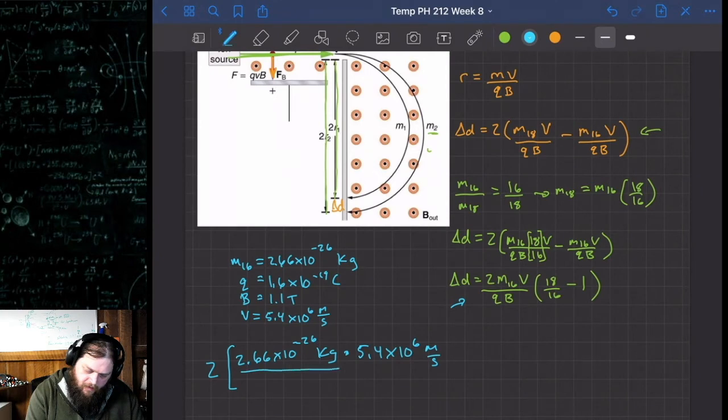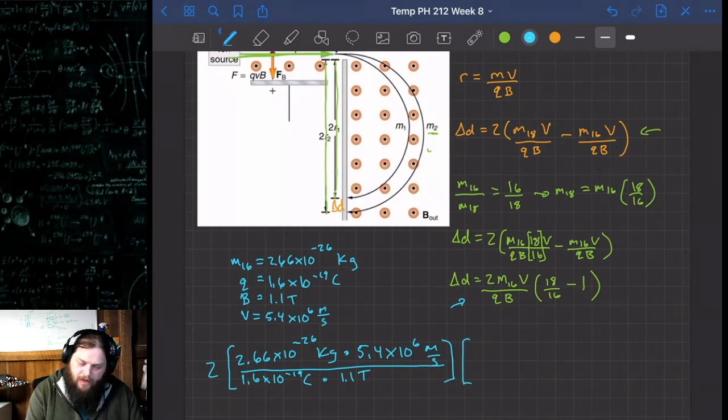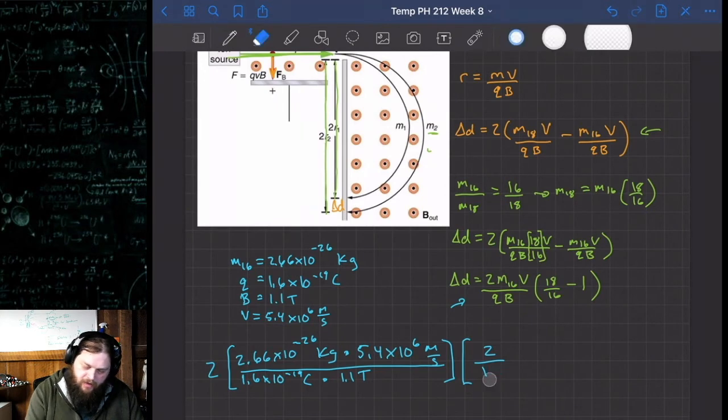I'm going to divide all of that by the charge, 1.6 times 10 to the negative 19 coulombs. Also on the bottom is B, 1.1 Tesla. And we're going to multiply that by this ratio, 18. I can get common denominators there, just changing 1 to be 16 over 16. So that could be 18 minus 16, which is really 2. 2 over 16, which is really equal to 1/8. Simplify, 1 over 8.